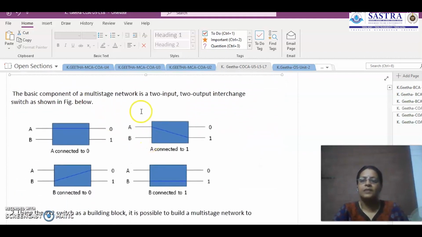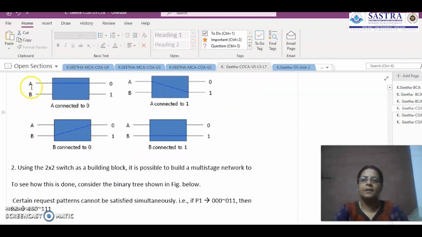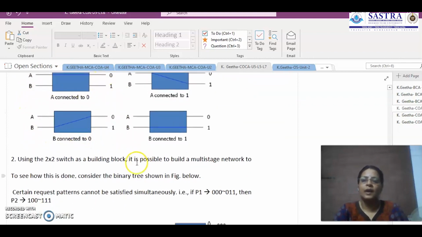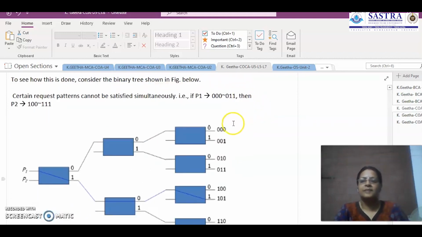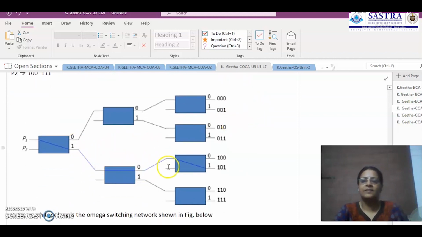And the basic component of the multi-stage network, with two inputs and two outputs interchange, as we've discussed already, has been expanded here. So obviously A and B can be connected to either 0 or 1 as per the requirement. So this is going to be a 2 by 2 switch, which is used as a basic building block, so that we can build or explore any kind of multi-stage network. For example, they have given another network of 3 levels, where we have the two inputs P1 and P2, which can be connected to 0 and 1, and like this we can have different tiers, different levels.